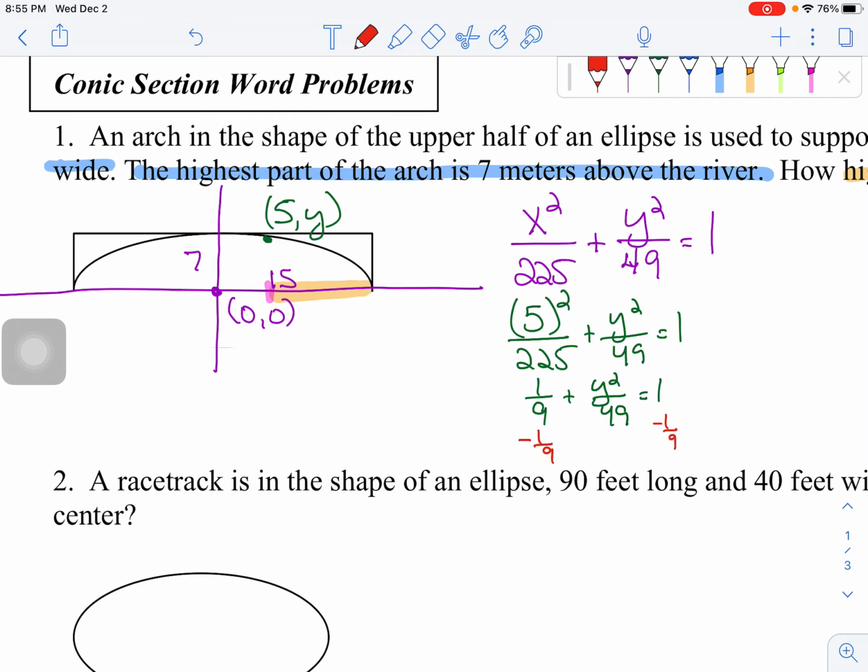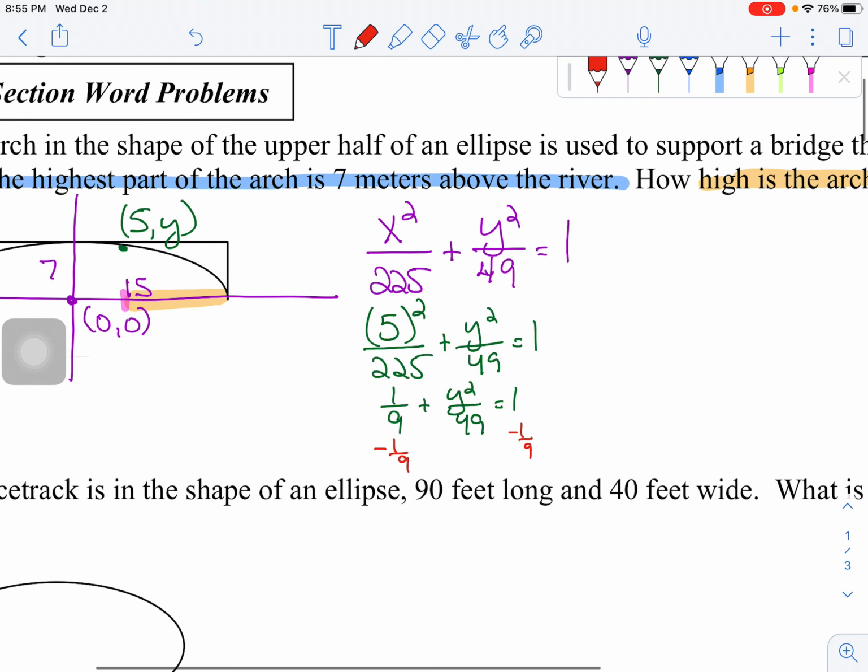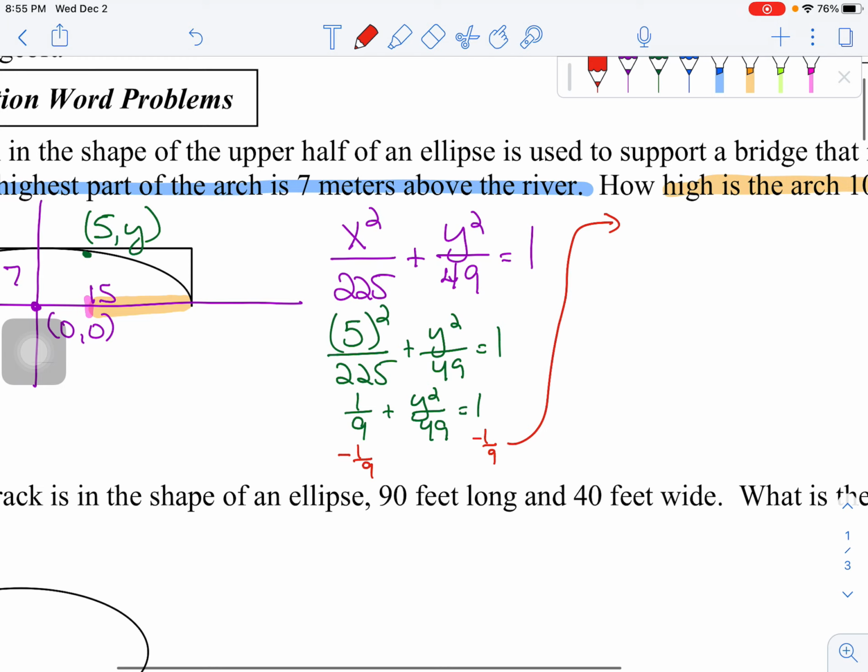Now at this point, I'm going to subtract 1/9 from both sides. 100% use a calculator with this stuff. And of course, I always run out of room, so this whole thing is going to come up here. Sorry about that. So we're going to have y squared over 49 is equal to 8 over 9. So 1 minus 1 over 9 is 8 over 9. I'm doing a quick double check. Yep, it is. To get the y squared isolated, I'm going to go ahead and multiply by 49.